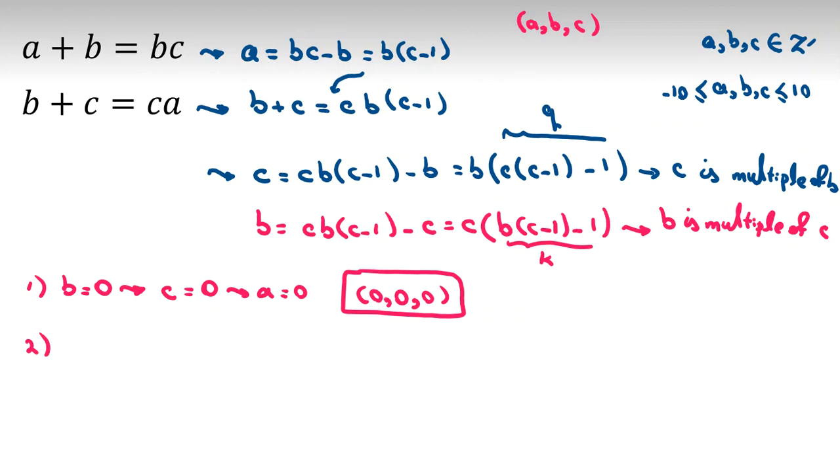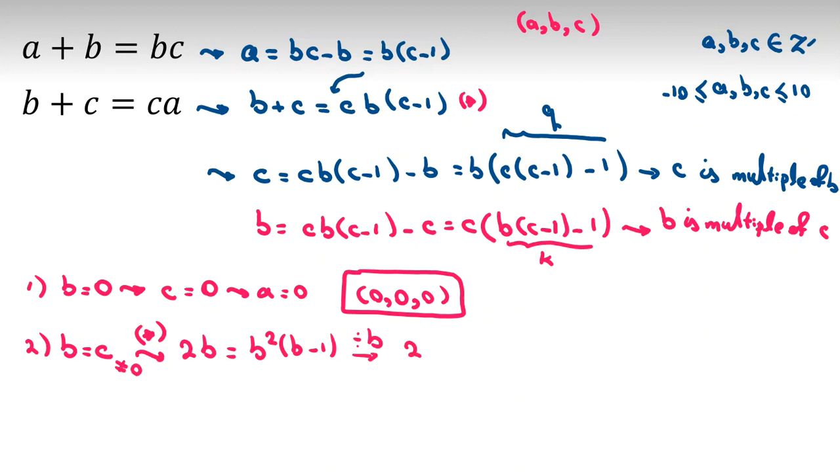Case 2: when two numbers are multiples of each other, C a multiple of B and B a multiple of C, they are equal or they are negatives of each other, because sign has no effect on divisibility. If B equals C, now we replace C with B in this equation. Let me call this star. We replace C with B to get 2B equals B squared times B minus 1, and we divide both sides by B. It is not 0, since we know that if B or C is 0, the other one is also 0, and A is 0. We've calculated that.